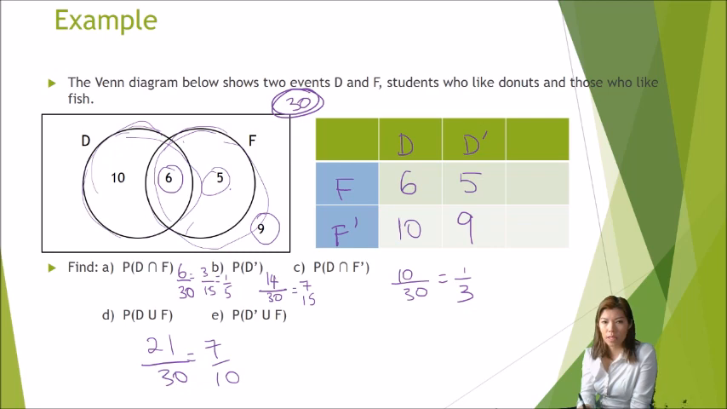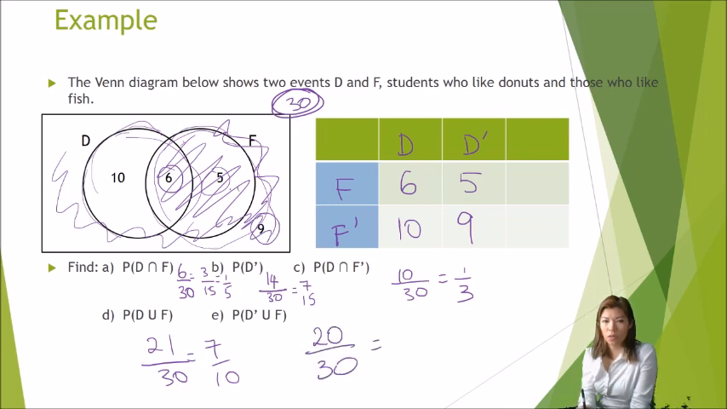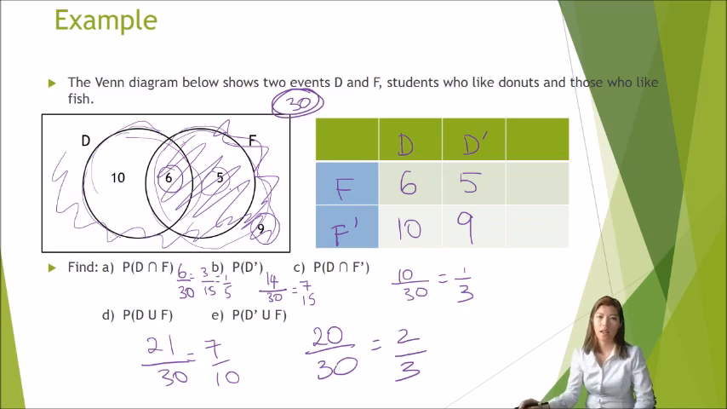What's the probability of D dash union F? So F would be in here, and D dash would be the outside. So everything that's union means colored in. So 6, 5, and 9. So that is 20 over 30, or 2 over 3. So just remember that union means any of them colored, and intersect is their overlap.